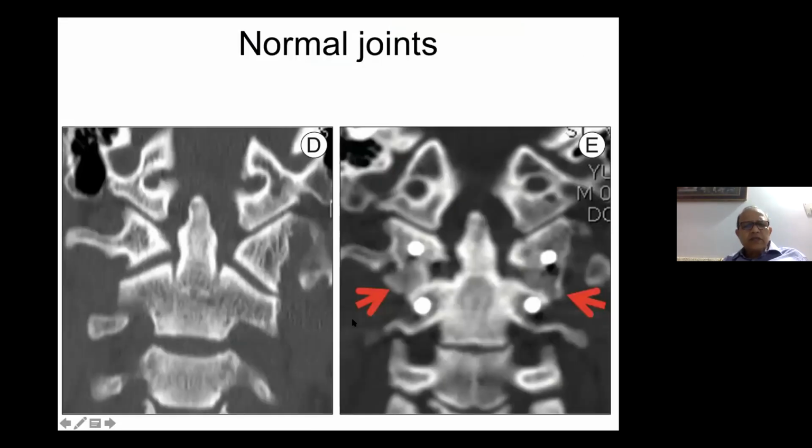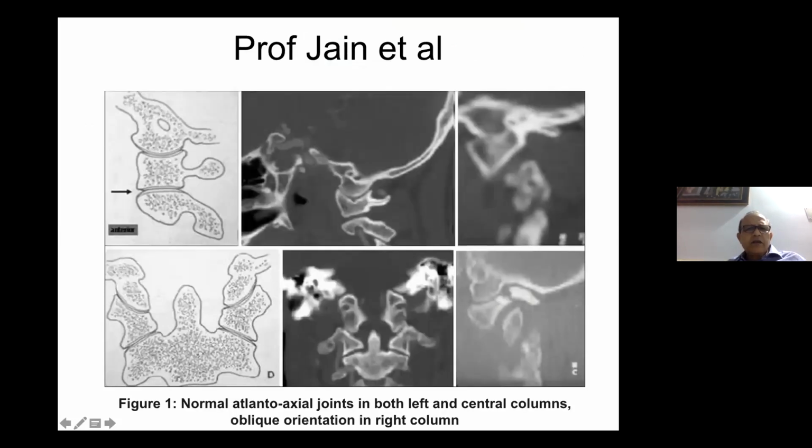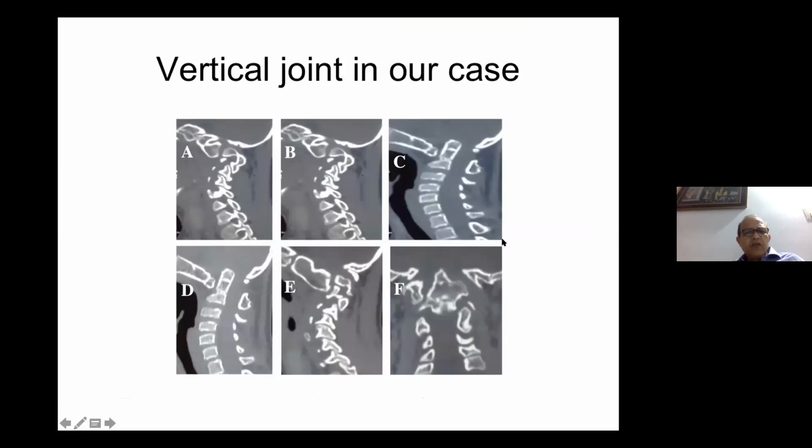In those cases, the normal joint, a screw is placed in C1, C2, and a graft. Professor Jain also nicely told how to look at a normal facet joint and an abnormal facet joint. It should be studied very well. In one of our cases, the vertical joint. So these are difficult cases.